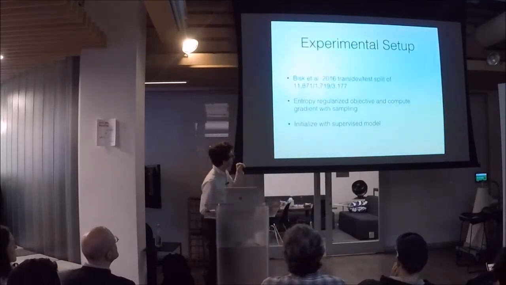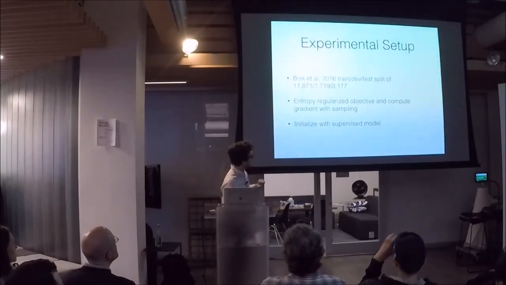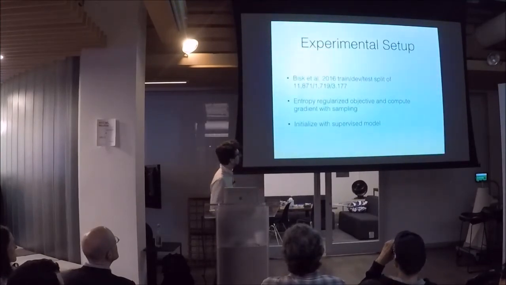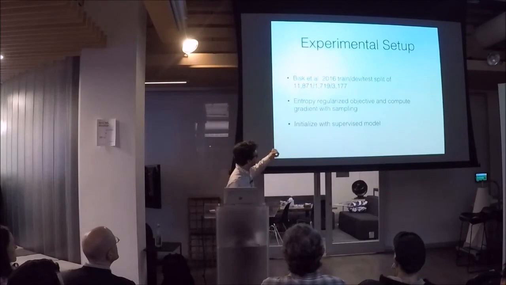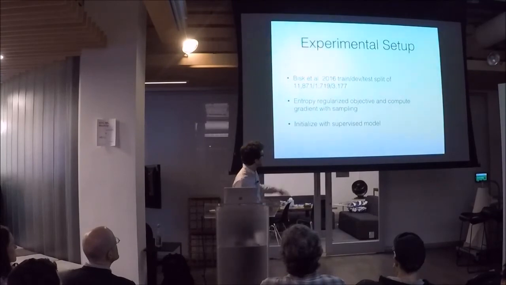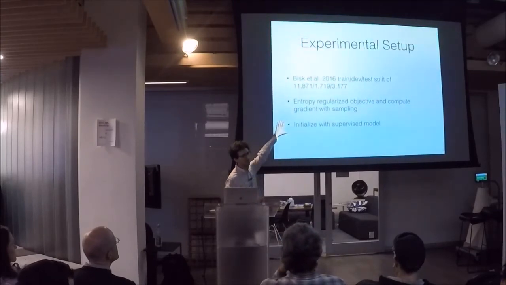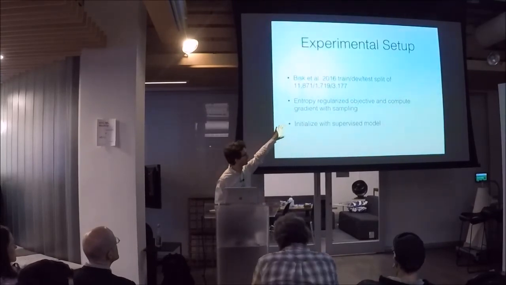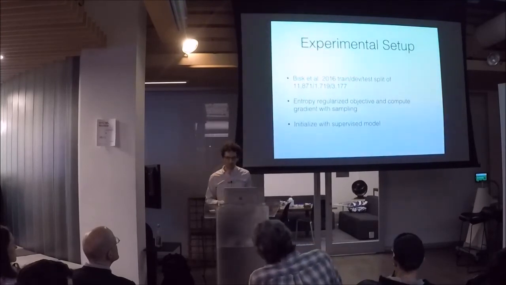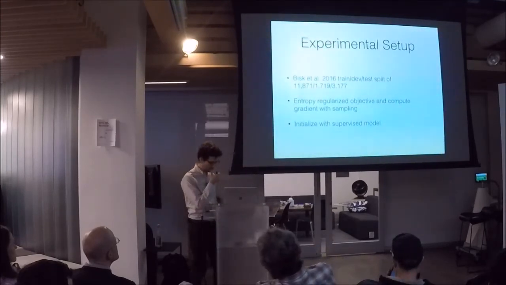For experimental setup, we use the train dev test split that came with this data originally. We regularize with an entropy term, and this is extremely important, and we compute the gradient with sampling, and we initialize this whole thing with supervised learning, and we're going to see some kind of interesting trade-off that this allows us to do later on when we analyze the results.